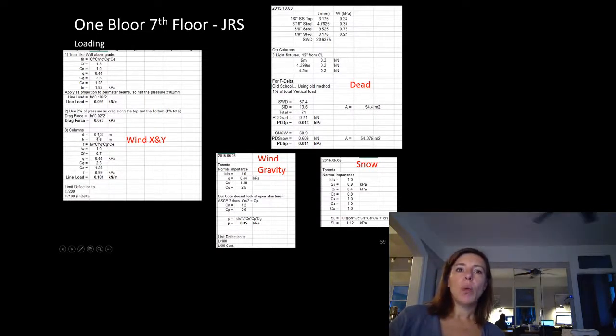We had wind as a drag and projection on the columns. We had wind gravity and upwards. We had dead loads and snow loads. This wasn't close enough to the rest of the high-rise that we had to worry about accumulated snow loads.